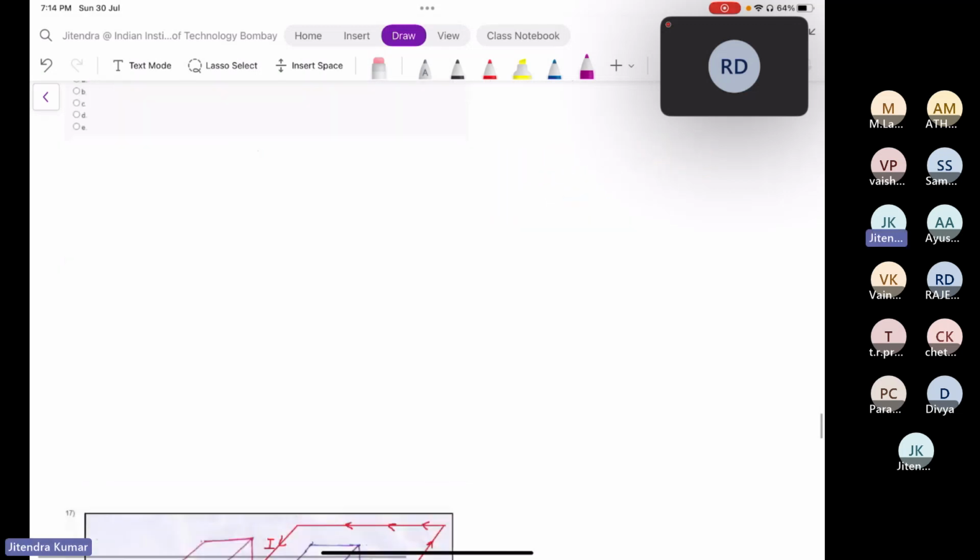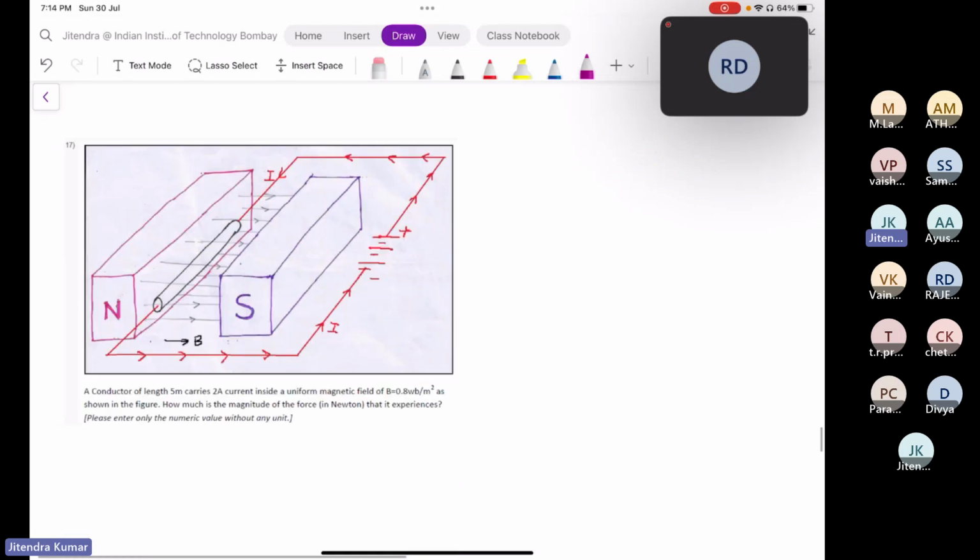For time being, just complete. First, I will complete this portion, and then I will switch to whatever you have doubt. So again, in this problem, you need to identify the magnitude of the force that it experiences.